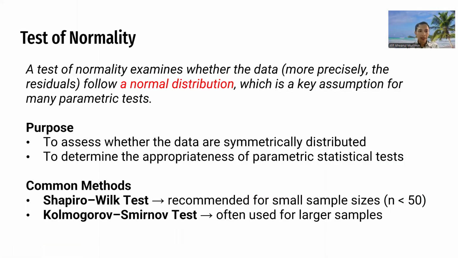What is test of normality? This is a test to examine whether the data follow a normal distribution or not. The purpose is to assess whether the data are symmetrically distributed, to determine the appropriateness of parametric statistical tests. If the data is less than 50, you have to consider looking at the Shapiro-Wilk test result. But if the data contains more than 50 participants, you can consider the column named Kolmogorov-Smirnov test.